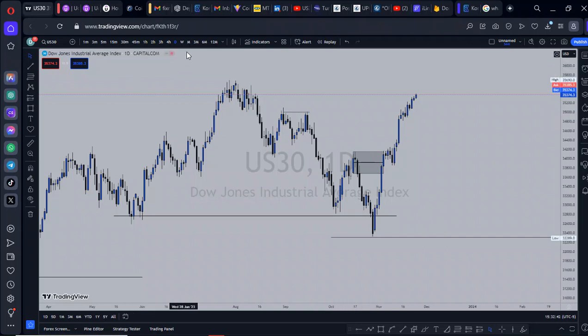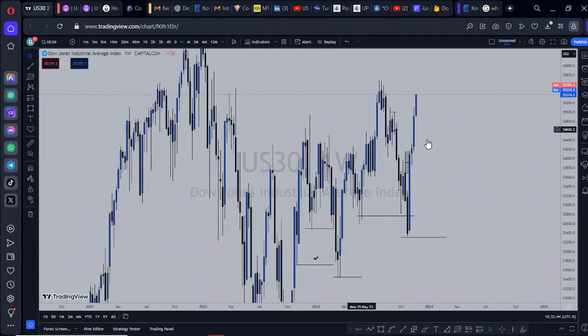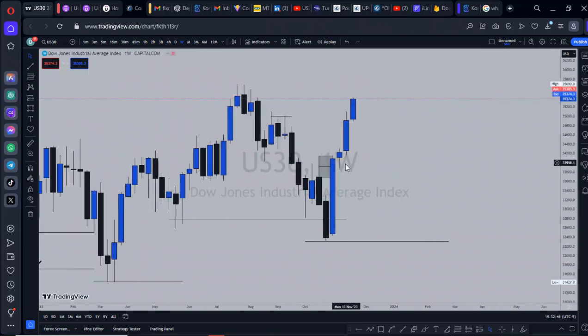So my main focus was on the weekly time frame though. First of all, I noticed the algorithm right here taking liquidity and impulsively trading higher. Now, why it was trading higher, we are seeing that every buy stop was protected, right?